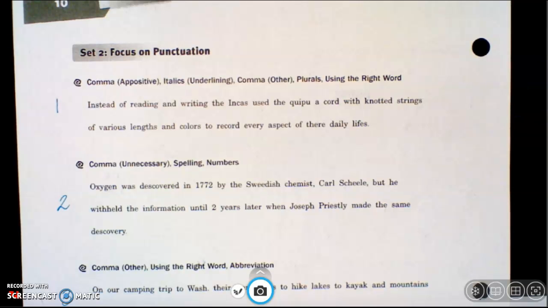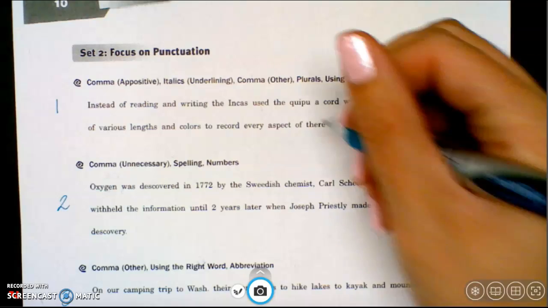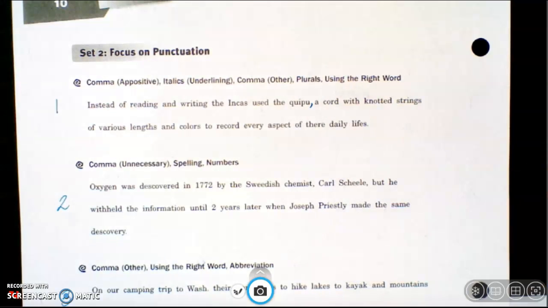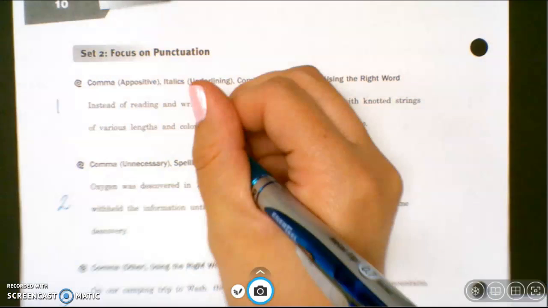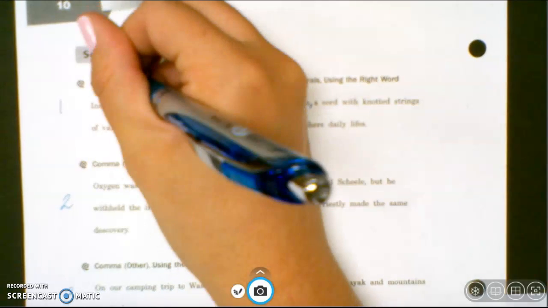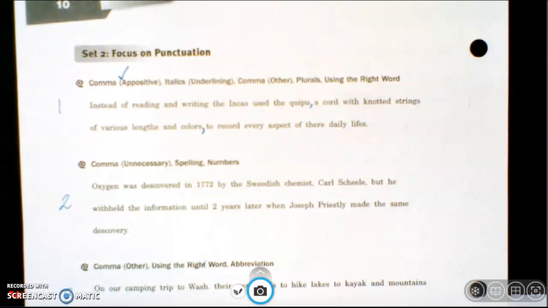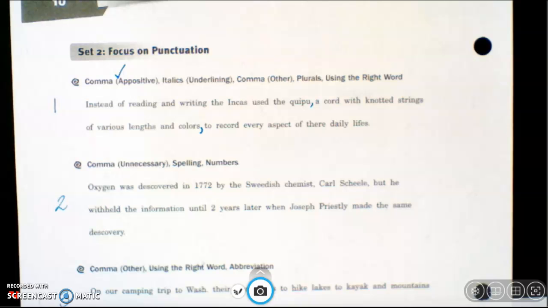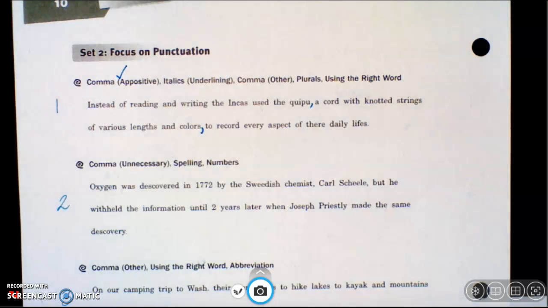So to show it's my appositive, I'm going to add a comma after quipu and a comma after colors. And that is my appositive phrase. I'm also going to add some italics. Now again, because this is a printed document, I can't just make printed text italics, so to show that it should be in italics, I'm actually going to underline it.